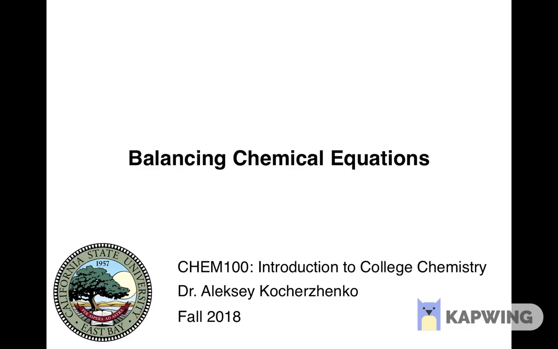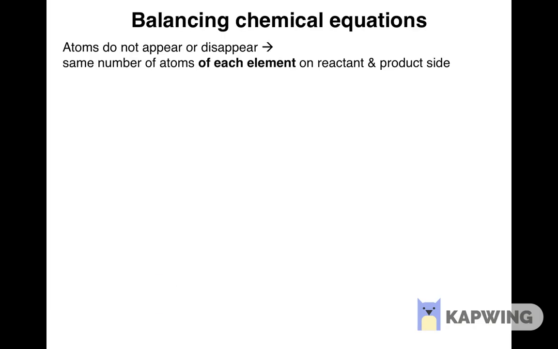The key idea behind balancing chemical equations is that in a chemical reaction, atoms do not appear or disappear, but only rearrange. Therefore, when reactants are completely used up and turn into products, the total number of atoms of each chemical element in the products should be the same as the total number of atoms of that chemical element in the reactants. Consider the example of the combustion of methane.